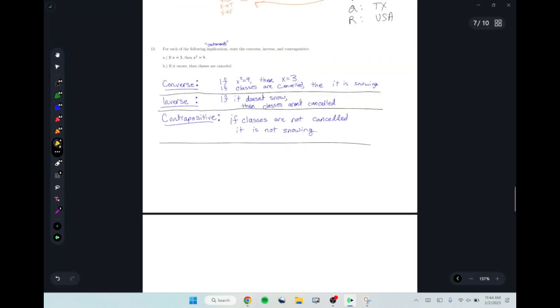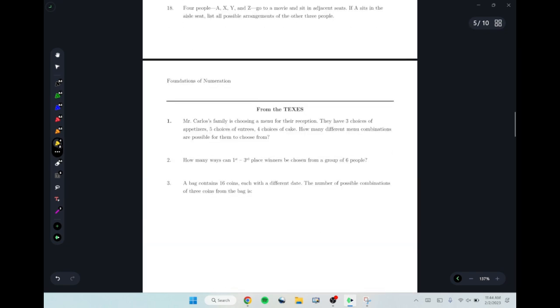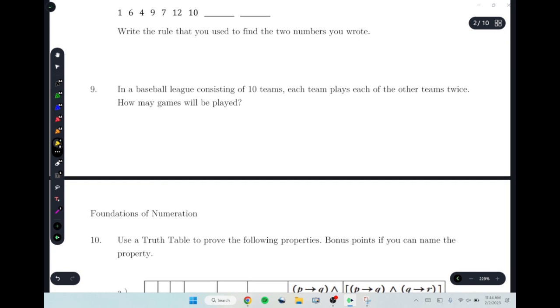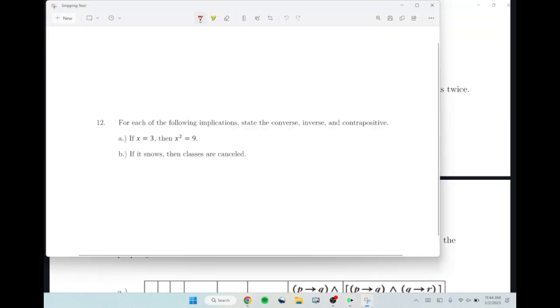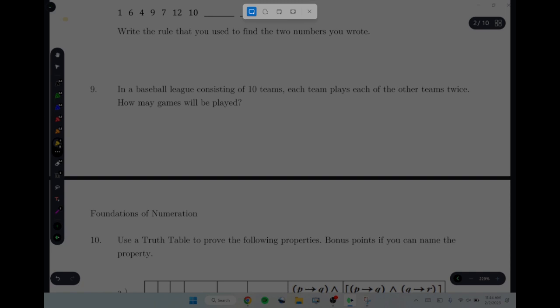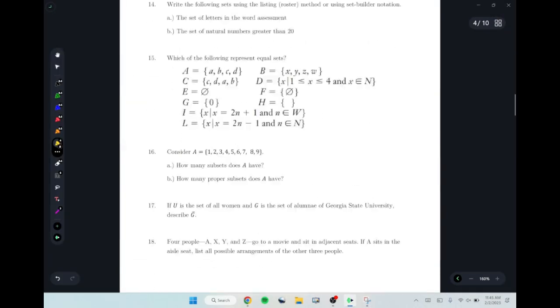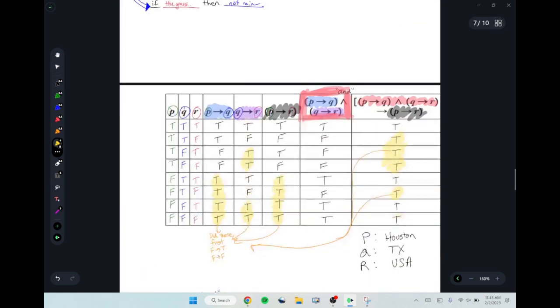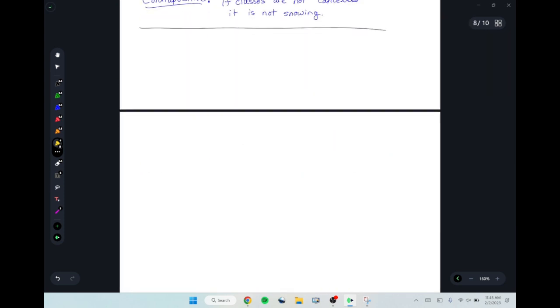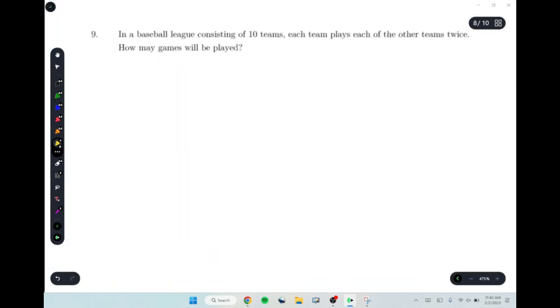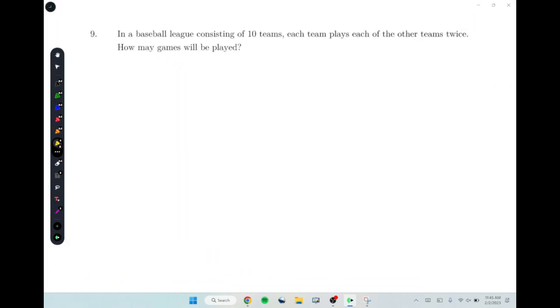Okay. Heck yeah. Oh, this is one of my favorite types of questions. I actually really enjoy this question a lot. Okay. We got baseball. And this one's actually just one step harder than the one we did in class, only because they each play them twice instead of once. Once was a little bit easier. Twice is going to make it somewhat tougher. Okay. Cool.